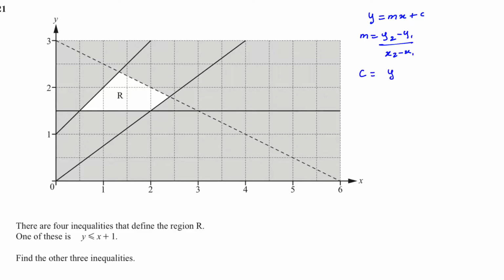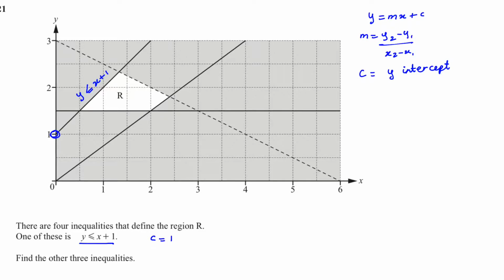C is your y-intercept. It is that point on the y-axis where x is equal to 0. So it is a point here. Now the first thing that has been given to us is y is less than or equal to x plus 1. To identify which line it is, let's look at C. What is your C? 1. Where is it? Here. So this line here is y is less than or equal to x plus 1. We have to find the other lines.